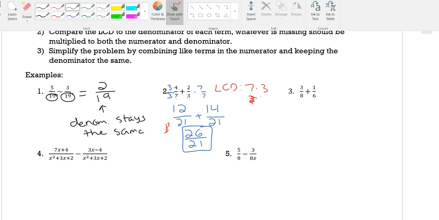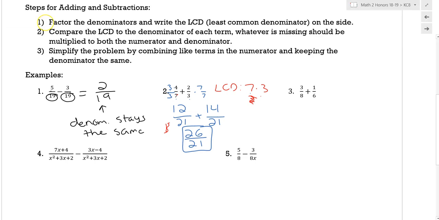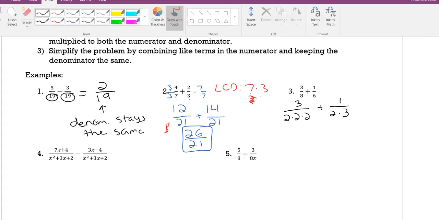Number 3. Now, 8 and 6 are not prime. They have factors, so we want to look at those factors. Right, 8 is 2 times 2 times 2. 6 is 2 times 3. Right.